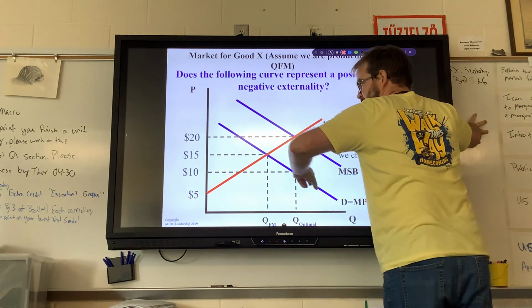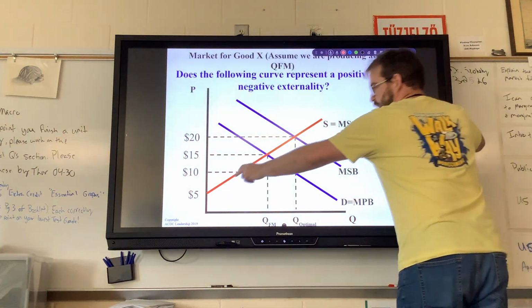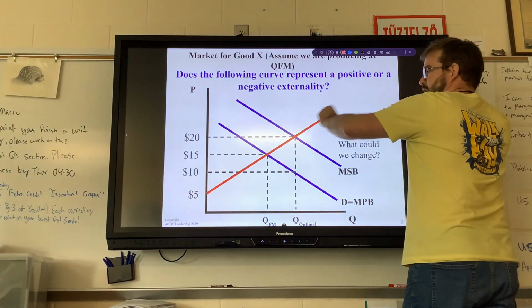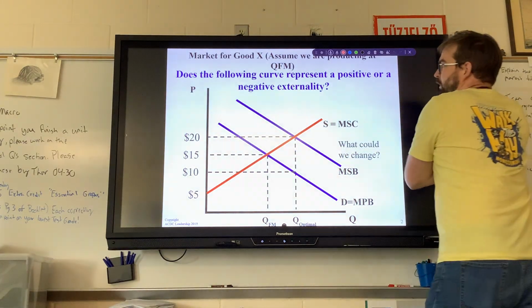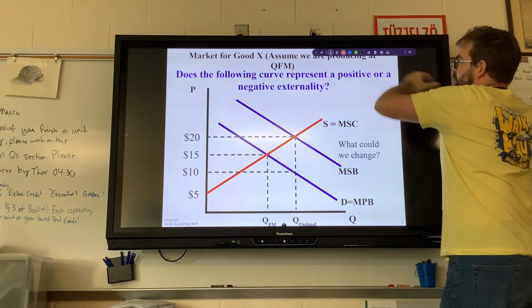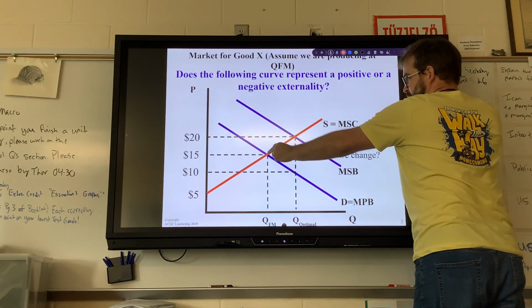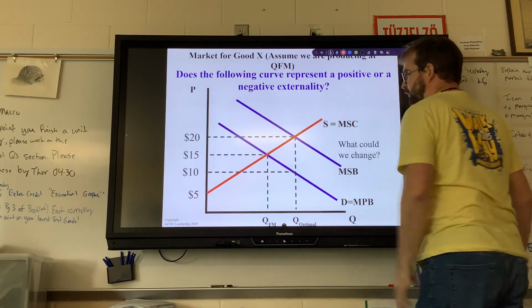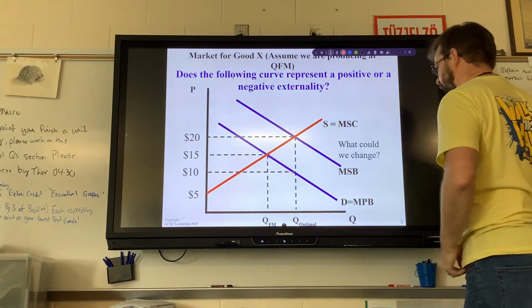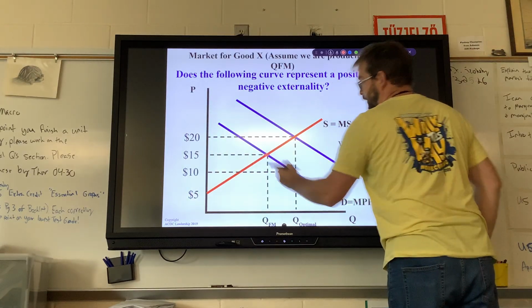The private benefit's going down. The more we use of a product, the less additional benefit we're getting out of it. The social cost is going up, right? The cost of these additional goods are going up. So it's not giving us any specific product here, it's just saying good X. And it's assuming that we're producing at the free market levels, where the private benefit is meeting this social cost. So the free market wants us to produce here at QFM, Q free market, and the price at $15.